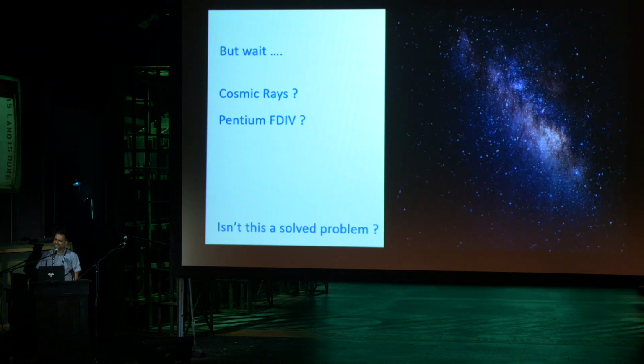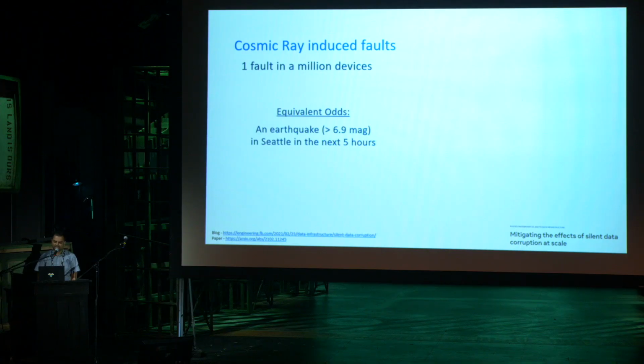But you might say that this is a solved problem. We have seen this before. Cosmic rays, they cause bit flips. We've also had in the 90s a Pentium FDiv, a special function which just gave incorrect results. So isn't this a solved problem? What I want to drive contrast towards here is that cosmic ray induced faults typically occur at one fault in a million devices. An equivalent odd for that is an earthquake in Seattle in the next 5 to 6 hours. That's actually a very rare event.